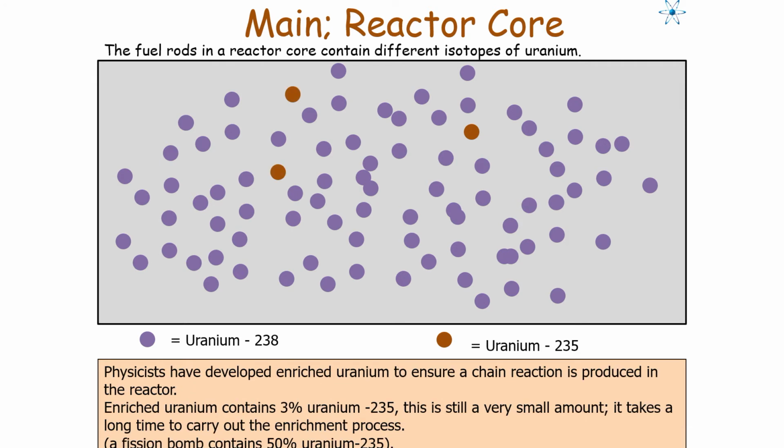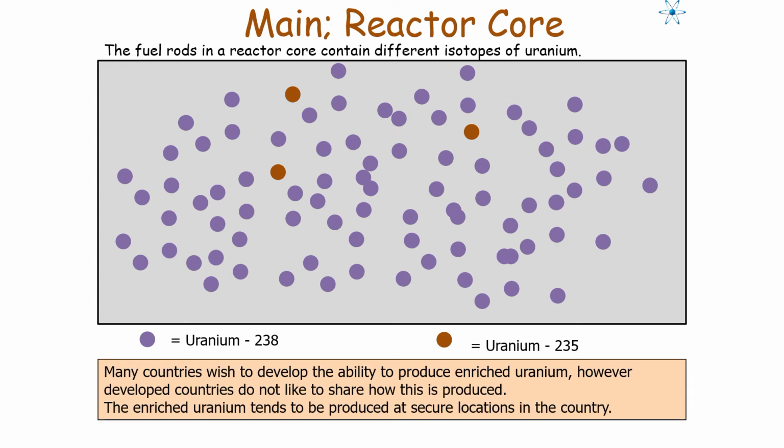Now, physicists have developed enriched uranium to ensure a chain reaction is produced in the reactor. Enriched uranium contains about 3% uranium-235, which is still a very small amount, so it takes a long time to carry out the enrichment process. As an aside, the fission bomb contains 50% uranium-235, which is why it can take a very, very long time to actually produce a fission nuclear weapon.